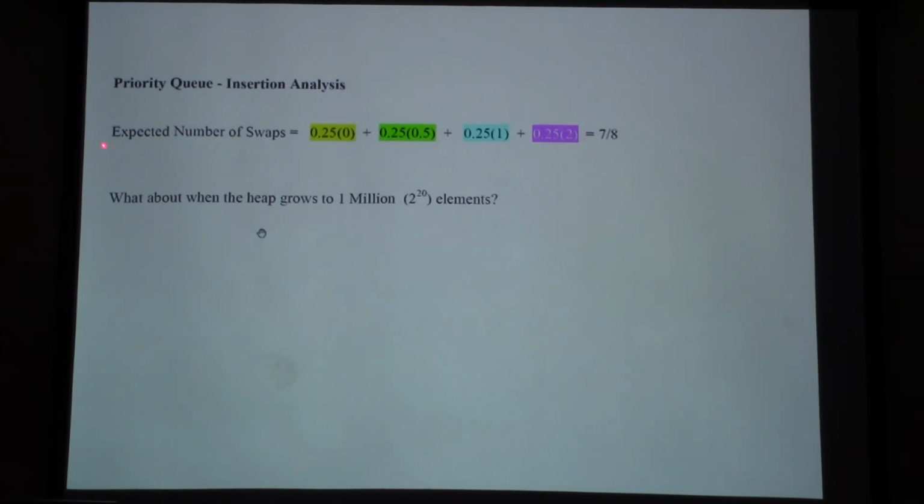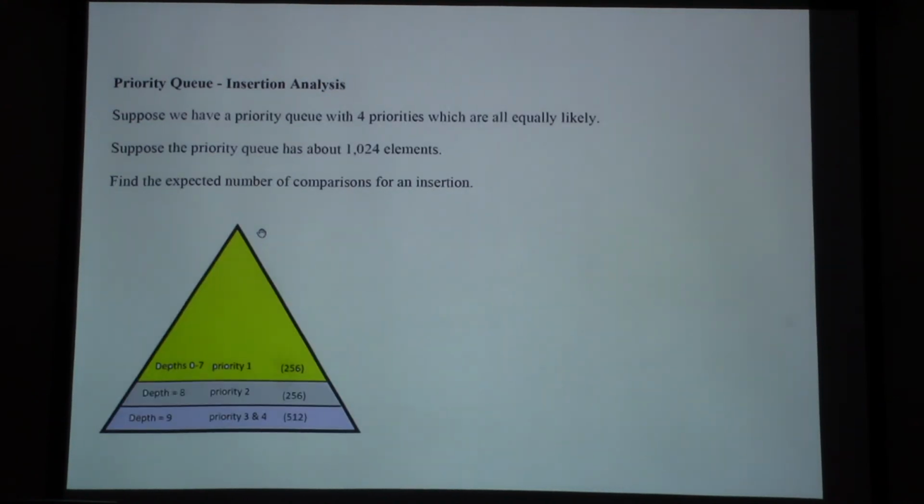Okay? So, I'm not answering this question, but I want you to think about this question. What will happen to our exact heap if we keep adding elements and we get up to 1,000,000 elements, which is 2 to the 20th power? What will happen to our average number of comparisons, average number of swaps on insertion? Okay, I want you to think about that because it's going to be a homework problem. I also want you to think about what happens on deletion.